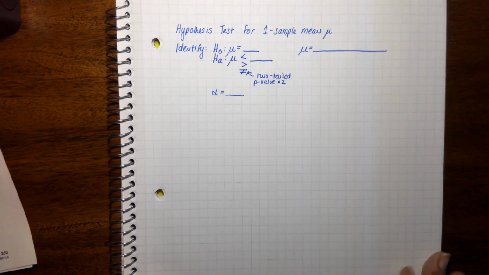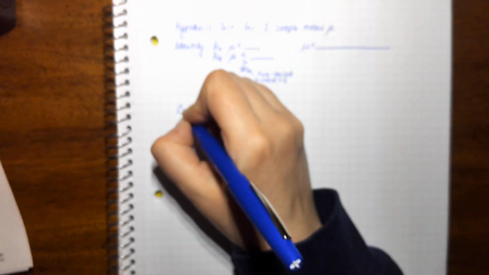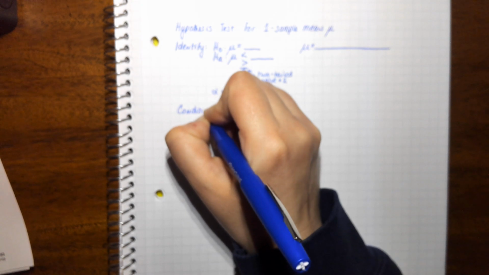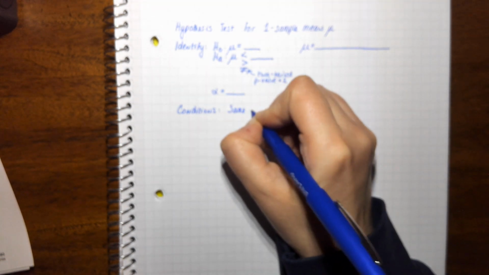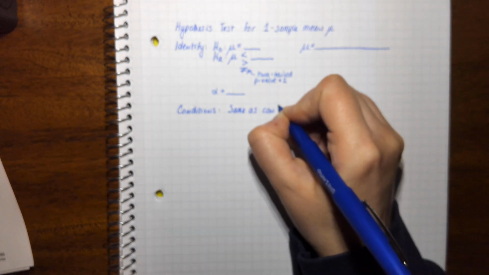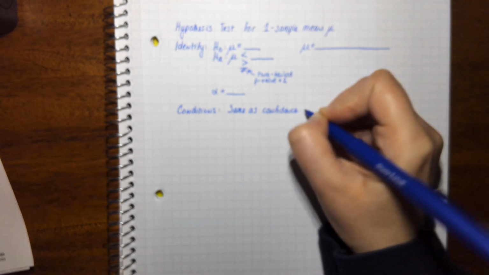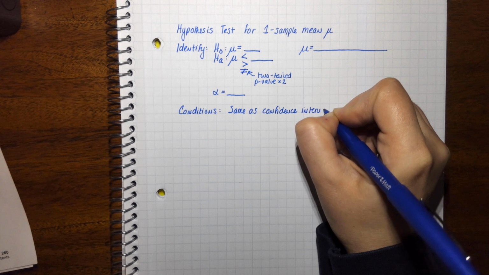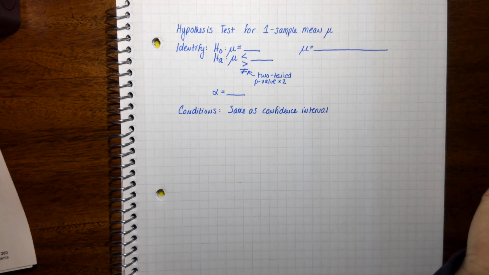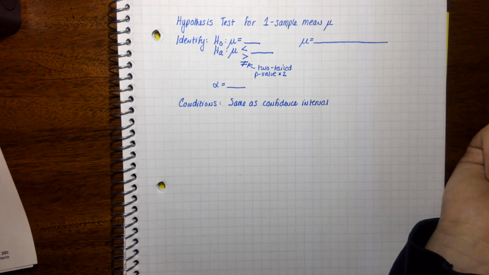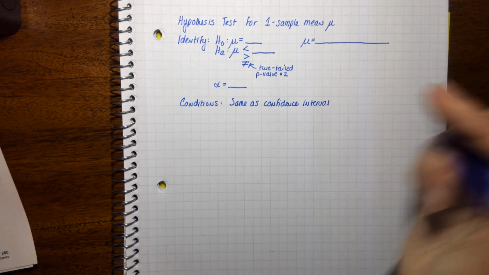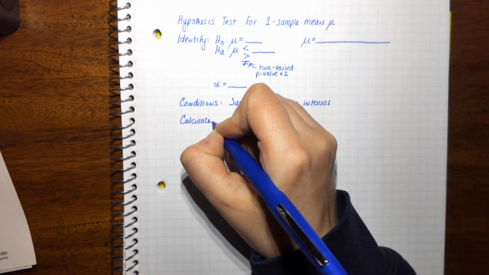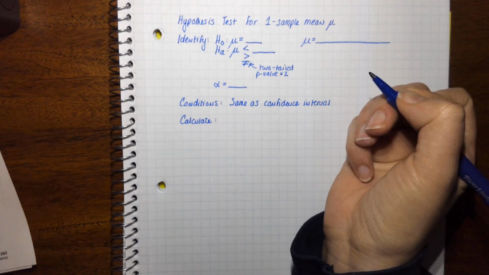Conditions are exactly the same as the confidence interval. I don't really want to go over them again: random, independent, CLT related. Then the calculate.